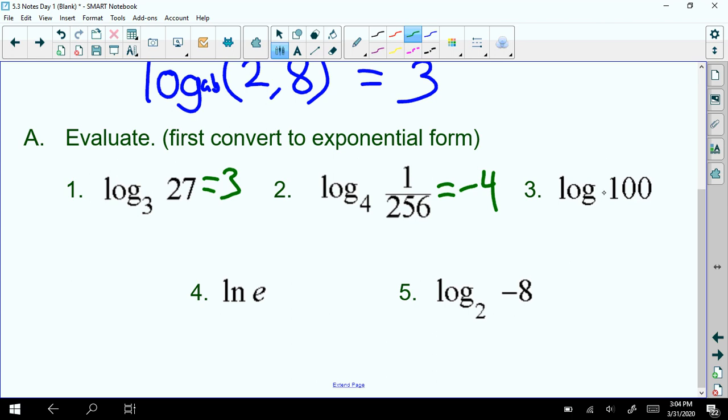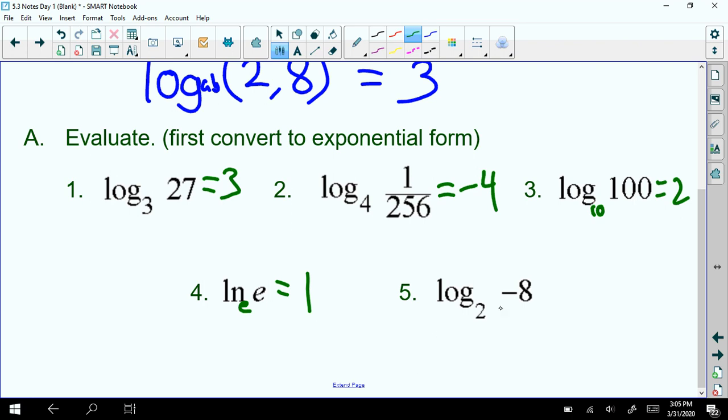Log 100, when they don't write any number here, no base, it's implied that it's a 10. So 10 to what power equals 100? That'd be 10 squared, so 2 is the answer. Natural log is base e. So e to what exponent equals e? That's a 1.